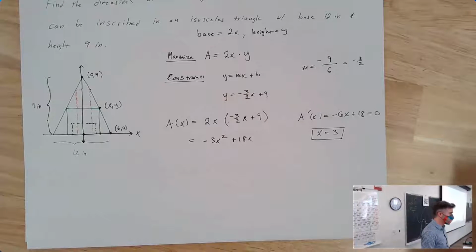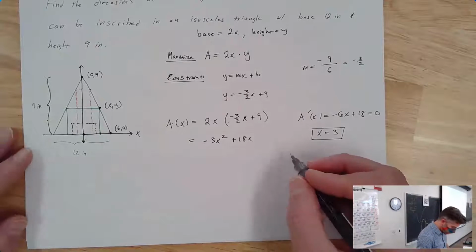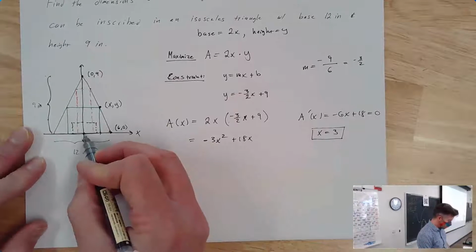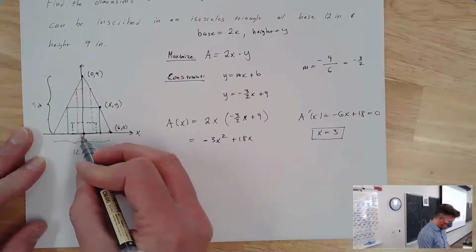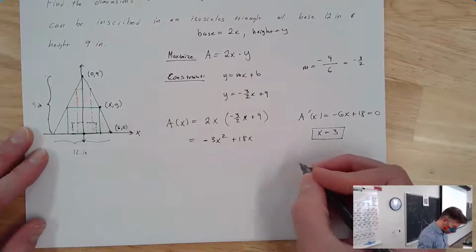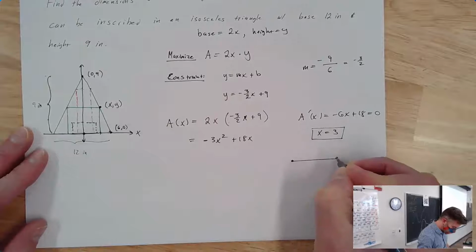Does that give us a maximum? I don't know if you have to check this on your test, but I'm going to check it here. So the least x could be is 0, right? You couldn't have a value less than 0. The biggest x could be is 6. So we're kind of stuck between 0 and 6.